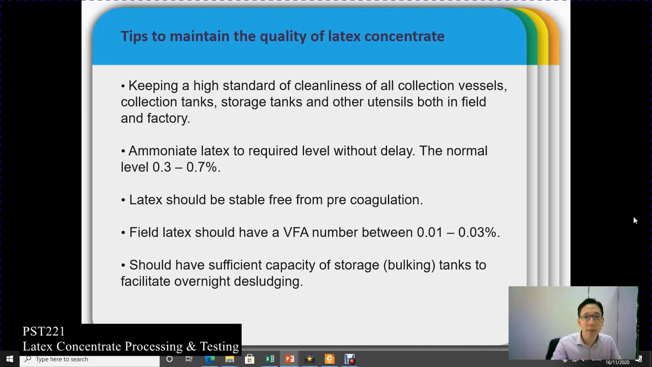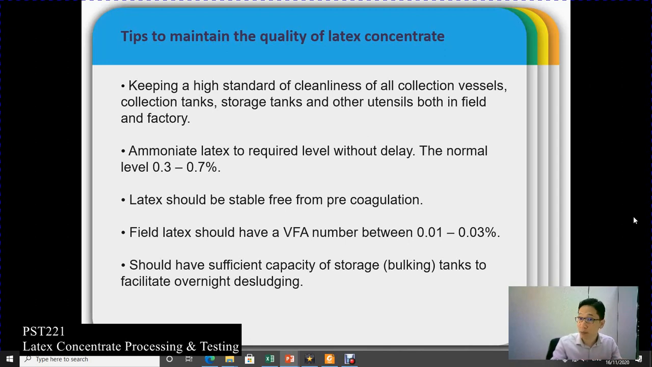The latex should be stable and free from pre-coagulation, so usually you need to sieve the latex when you receive field latex or concentrated latex before it goes to the tower or the storage tank. Every time you receive it, or in every process involving latex, you need to sieve it, to remove pre-coagulated latex or rubber. And then field latex should have a VFA number between 0.01 and 0.03.